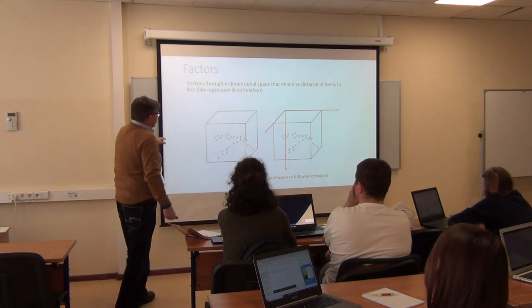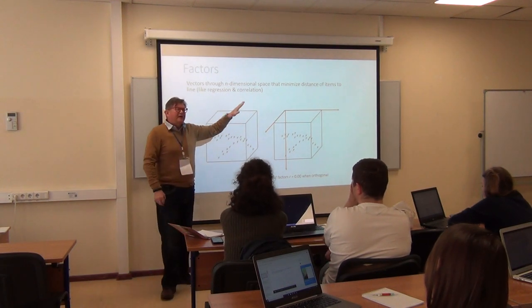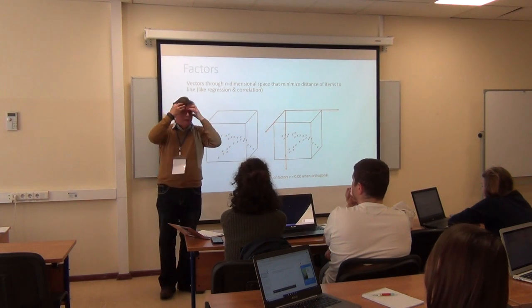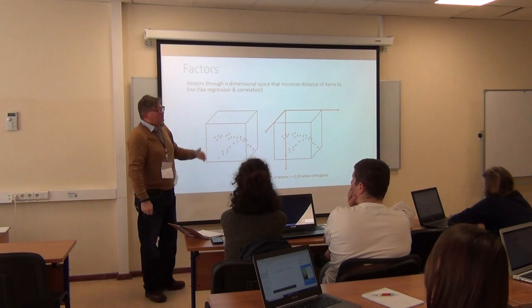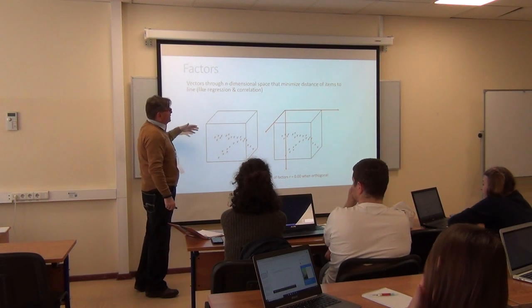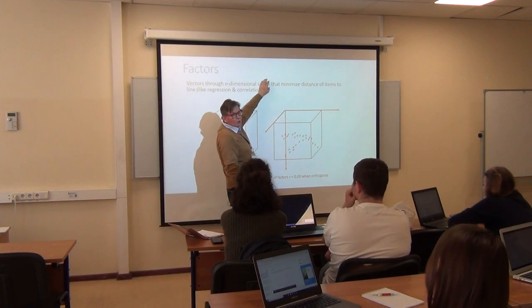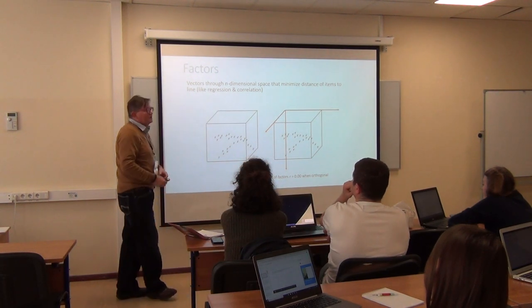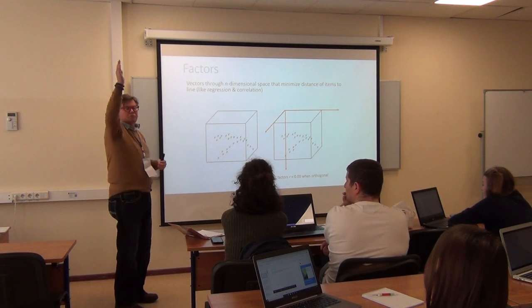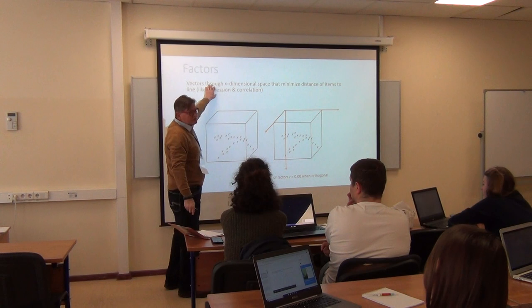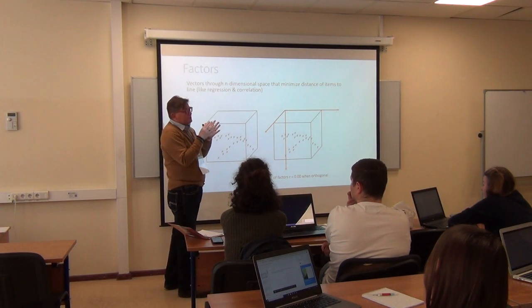So I can think of three dimensions. I cannot think in 50, 60 dimensions. I just cannot mentally picture it. But what factor analysis is trying to do, again, like ordinary least squares, is minimize the distance of all those points to a vector or a line that goes through the space.